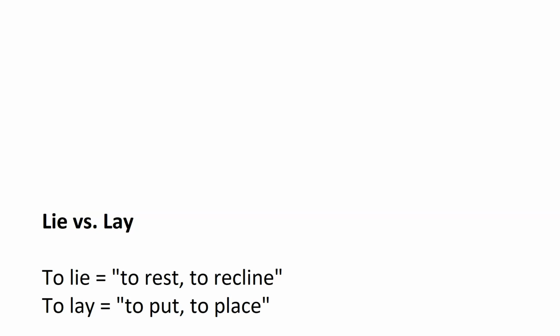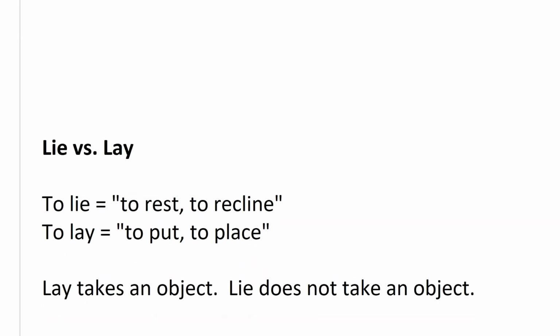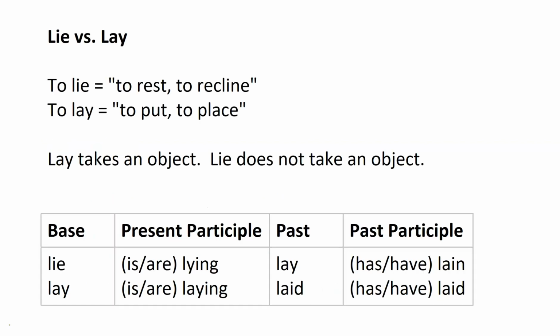And our first 2 verbs are lie and lay. To lie means to rest or to recline, and to lay means to put or to place. Lay takes an object. Lie does not take an object. Look closely at the base, the present participle, the past, and the past participle for these 2 verbs. This may be the most confusing pair.